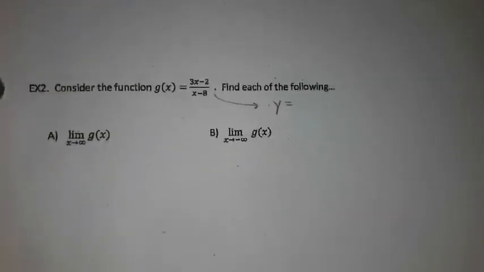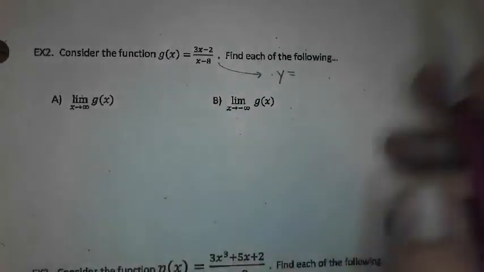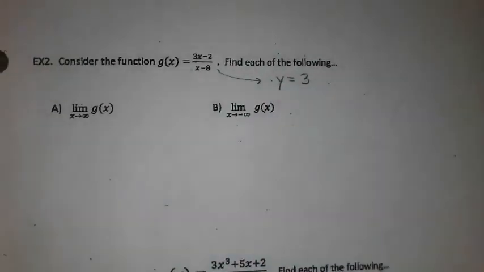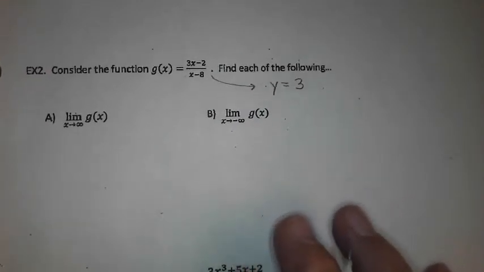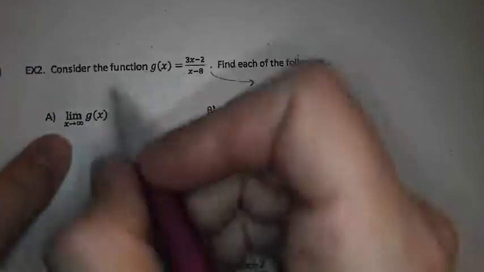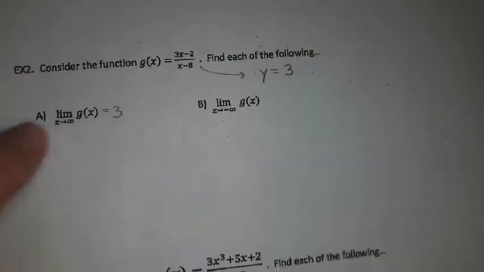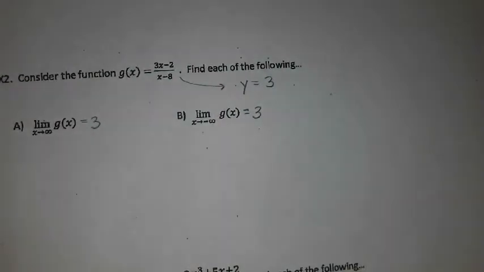Three. Yep. The leading coefficient of the top is 3. Leading coefficient of the bottom is technically a 1. 3 over 1 is 3. So, unless this is like a funky thing, which it's not, it's a typical rational graph, it's going to be approaching that horizontal asymptote on both ends. So as we approach positive infinity, it's approaching 3. As we approach negative infinity, it's also approaching 3.